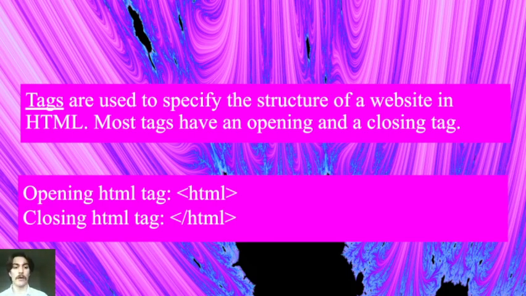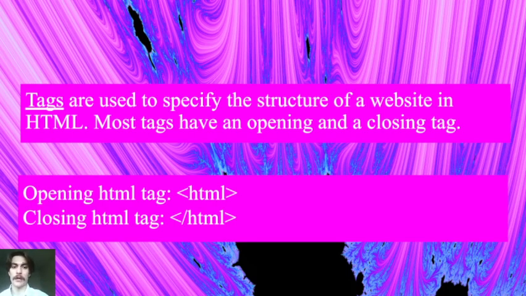How can we write HTML? Tags. That's how. Tags. If you can understand a tag, then you can understand HTML. So this is the key element. Tags are used to specify the structure of a website in HTML, and most tags have an opening and closing tag.